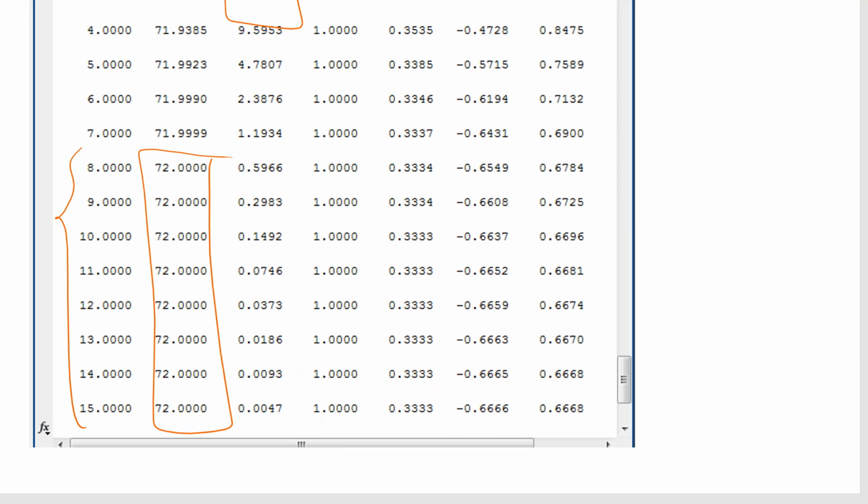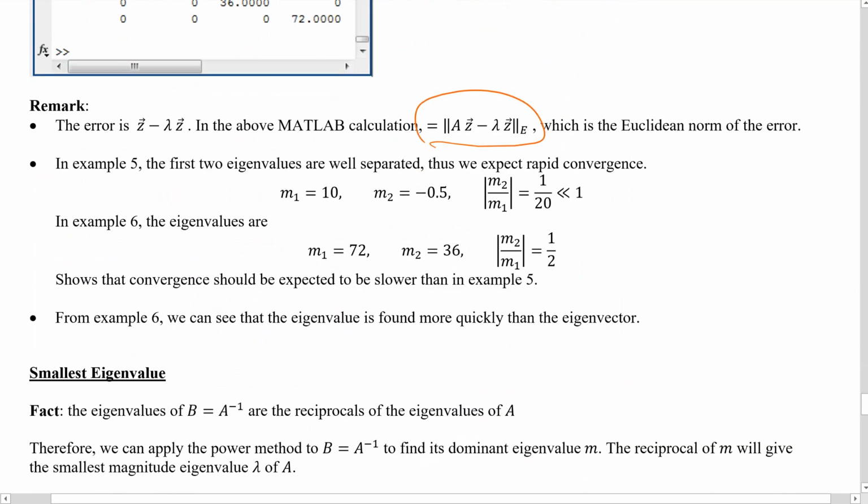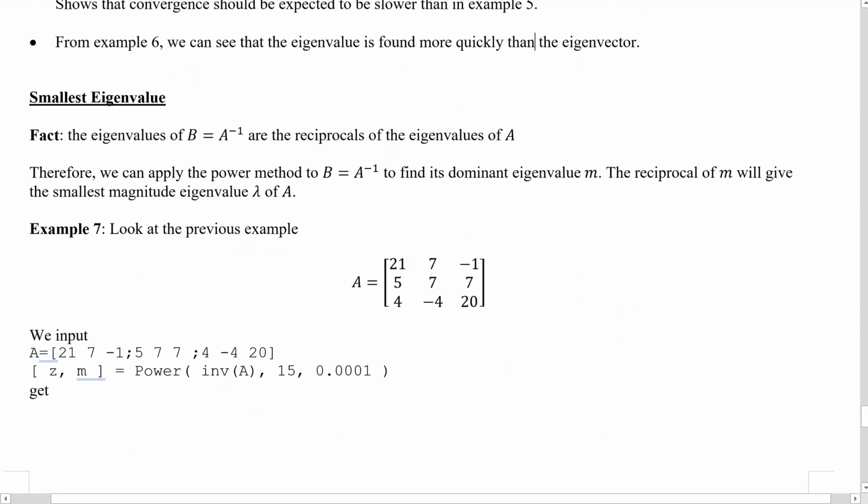Okay, so let's continue. Next, smallest eigenvalue. Here we have a fact. The eigenvalues of B, which is the inverse of A, are the reciprocals of the eigenvalues of A. Therefore, we can apply the power method to the inverse of A to find its dominant eigenvalue M. Then the reciprocal of M will give the smallest magnitude eigenvalue of A.